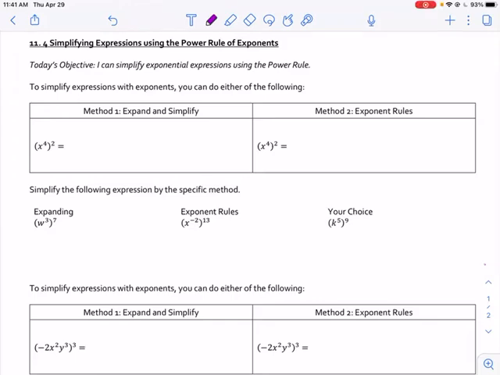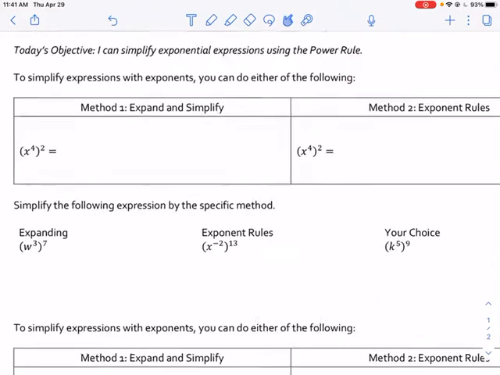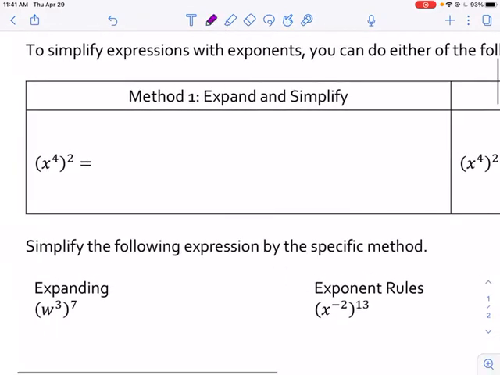Hi there. Today we are going to learn the power rule of exponents. It's also called raising a power to a power, so you can think of it that way as well. And we're going to discover this as usual by expanding and simplifying first.